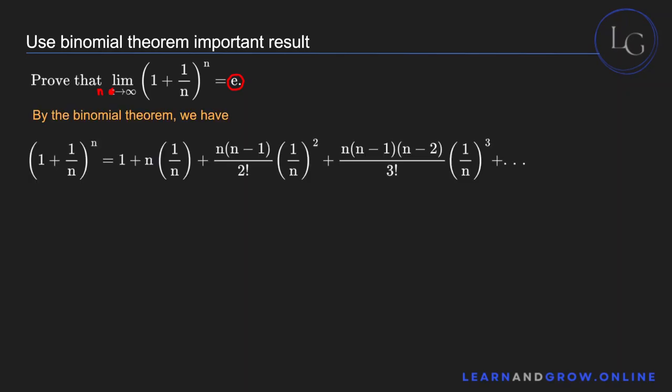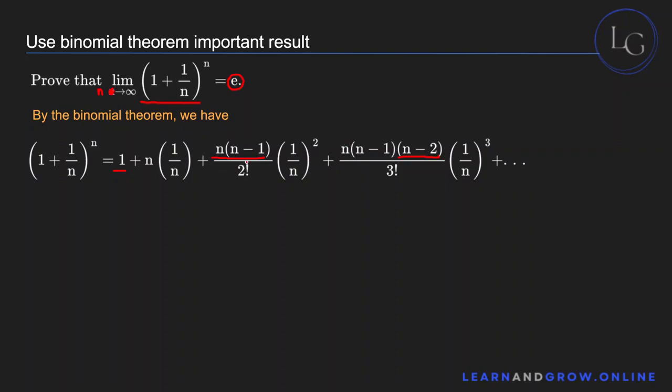So first we'll apply the binomial theorem on this (1 + 1/n)^n. When you apply the binomial theorem, you get 1 + n into 1/n + n into (n minus 1) by 2 factorial into (1/n)^2, and so forth. You basically just keep on multiplying the numerator with n minus 2 in the third term, n minus 3 in the fourth term, n minus 4 in the fifth term, and so forth.